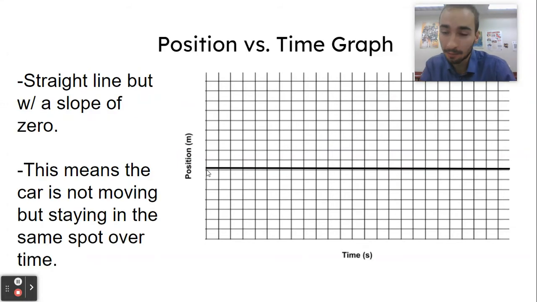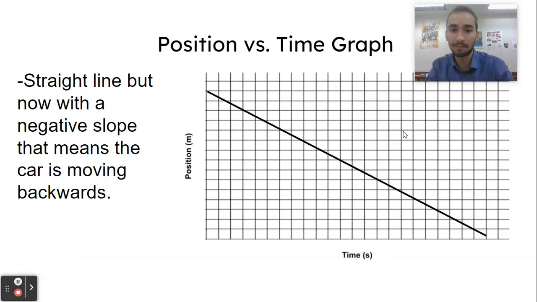Whereas this line where it's flat, this means that the car is staying in the same position, but time is still going forward. So this means that the car is not moving for a position versus time graph. And if you're going down, so it starts up, but it goes back down to 0, that means the car is going backwards.